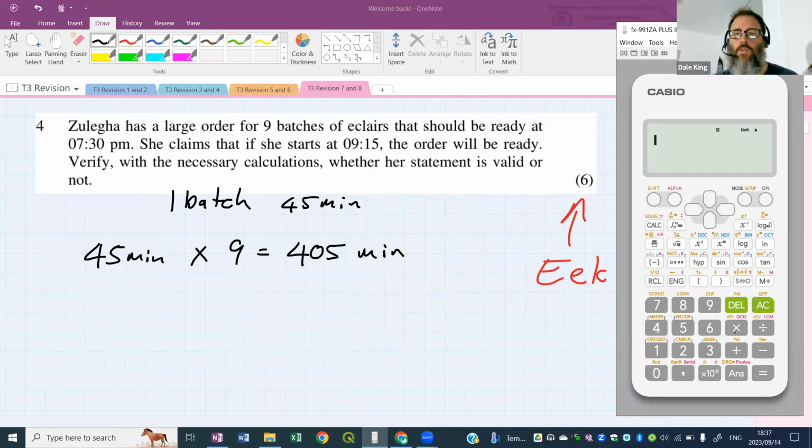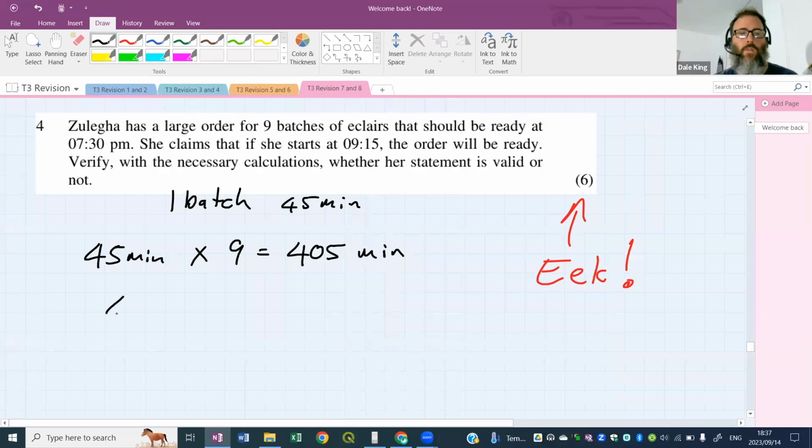Or we could just say, what is 405? How many hours can we get? How many minutes are in an hour? Divide by 60. So divide by 60 gives me 6.75 hours.